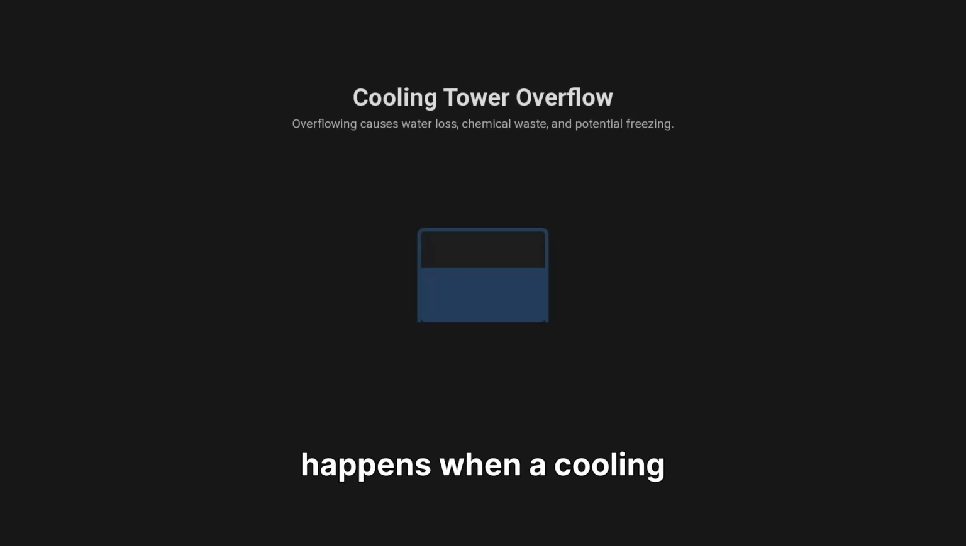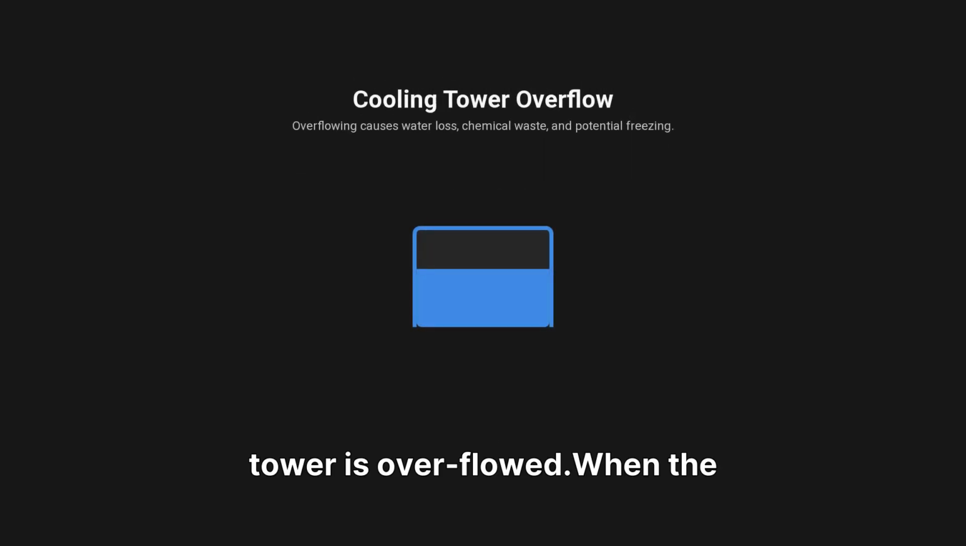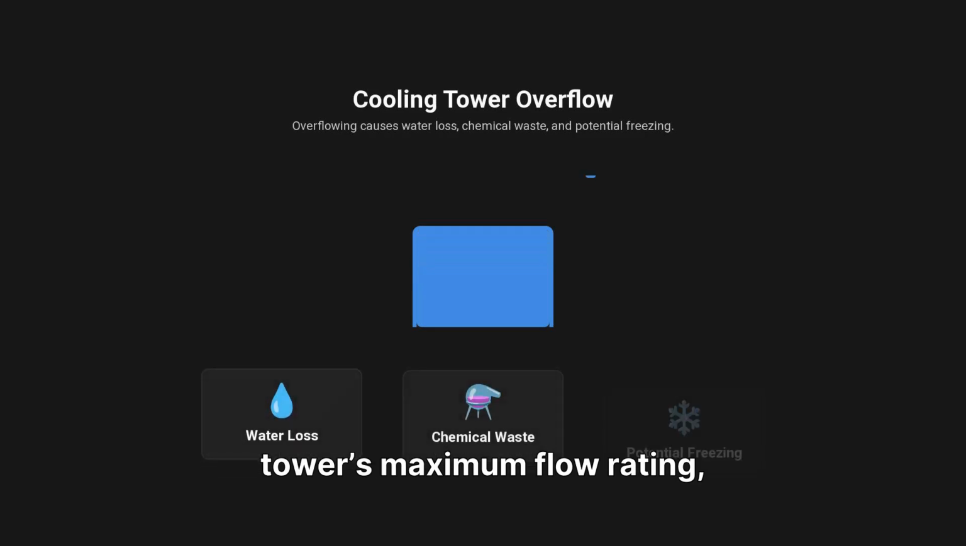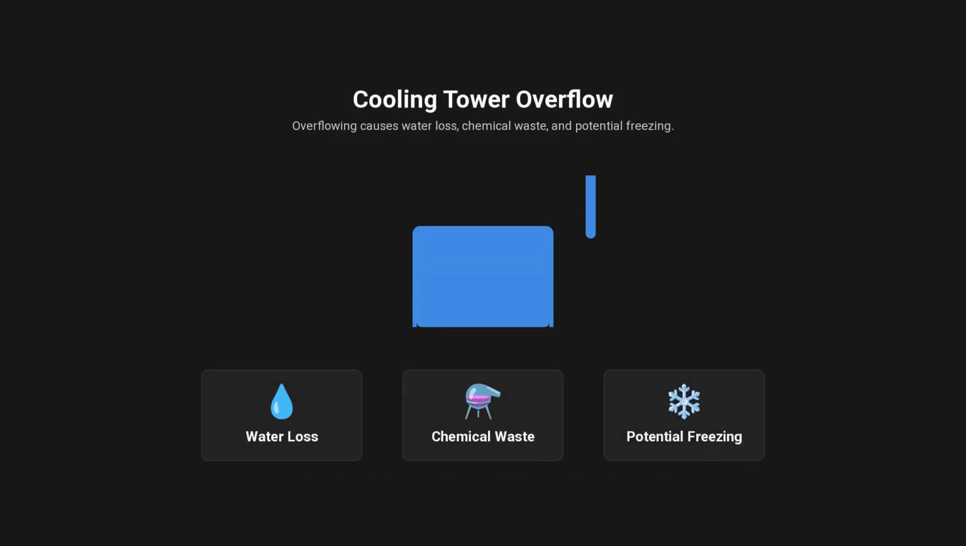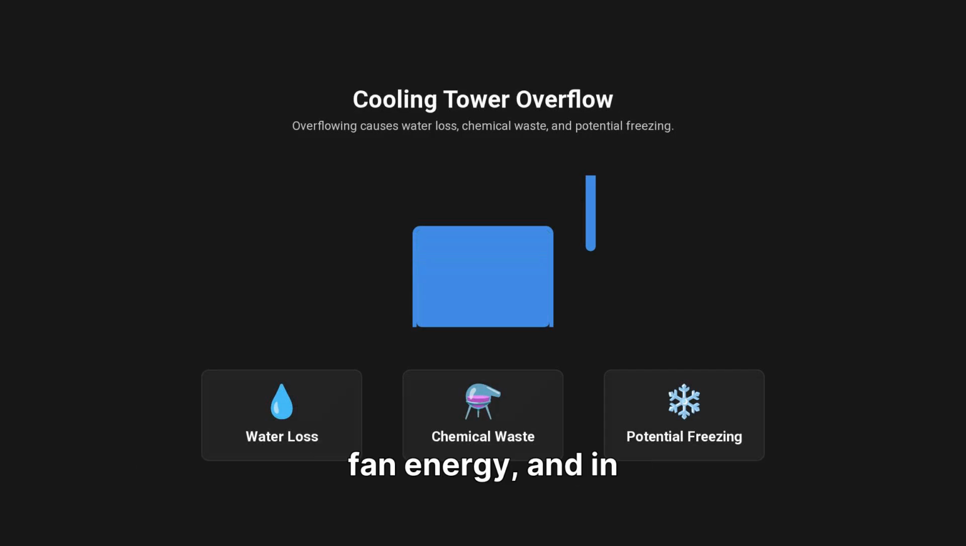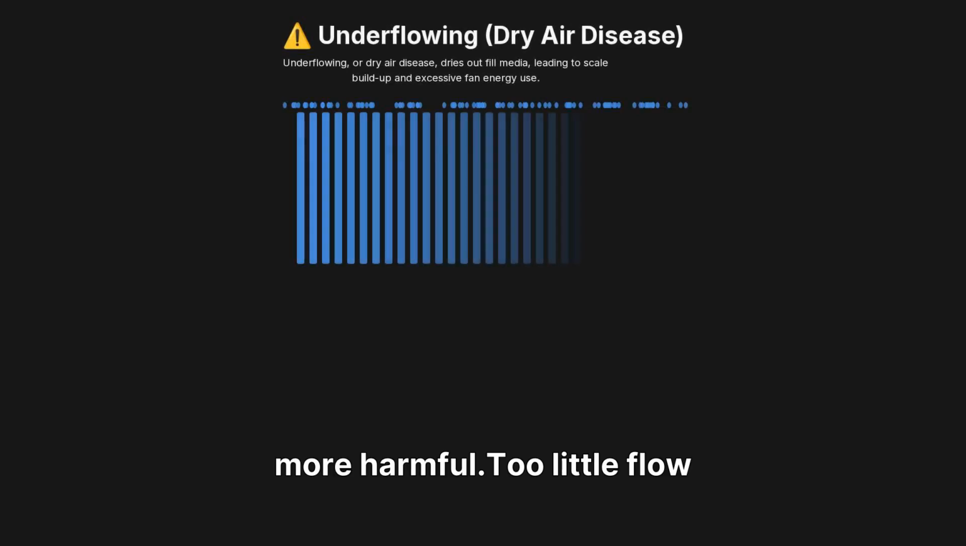Let's start with what happens when a cooling tower is overflowed. When the entering water exceeds the tower's maximum flow rating, proper distribution across the fill is lost. The hot water basin can flood, spilling water and wasting expensive treatment chemicals. This overflow also wastes pump and fan energy, and in cold conditions, the spilled water can freeze, creating a safety hazard and potential damage. Underflowing is equally problematic and can be even more harmful.